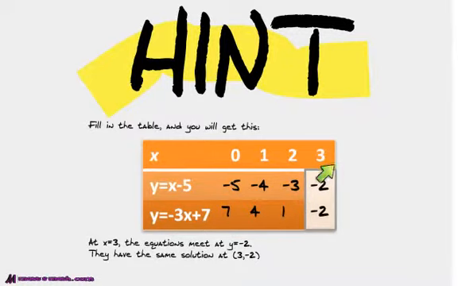Bam, that's your answer. So at 3 on the x-axis, the y's match up at negative 2. And that's where your equations both equal negative 2. So that's your solution. Your solution point is 3, comma, negative 2, just like a coordinate pair.